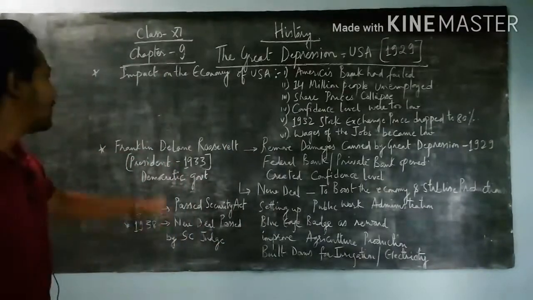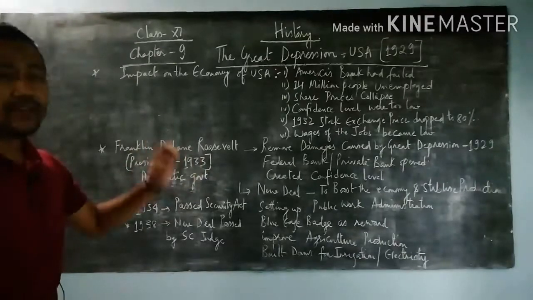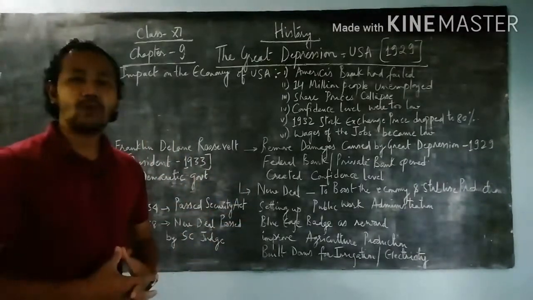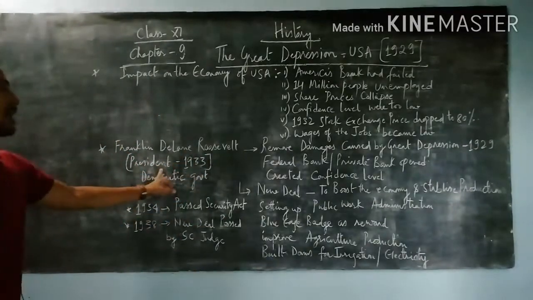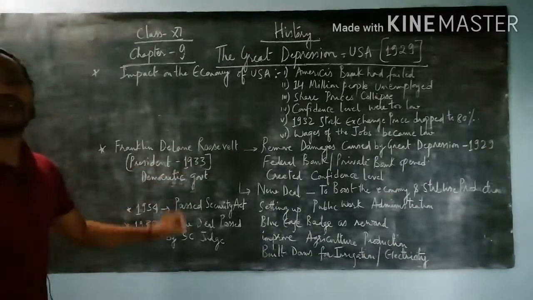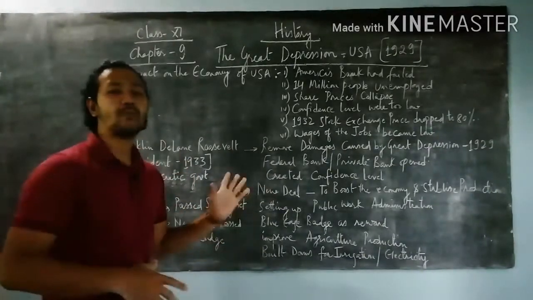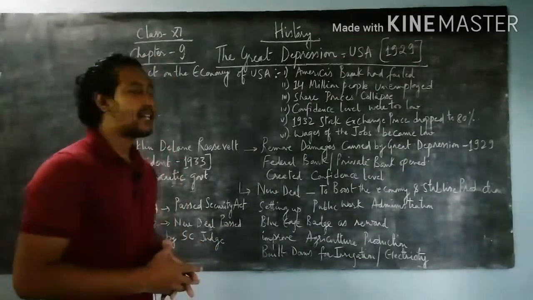And next we see Franklin D. Roosevelt, who is also very famous for the organization of the UNO, the United Nations Organization. He became the President of America in 1933, and he belonged to the Democratic party of America. Through the election, he gained the seat of President of America in 1933.